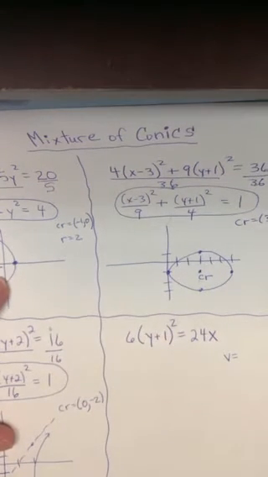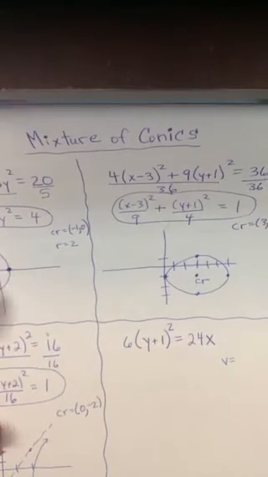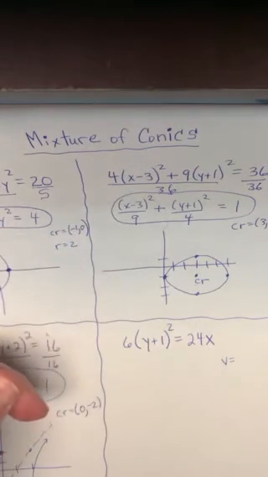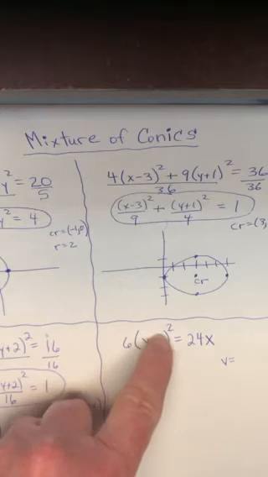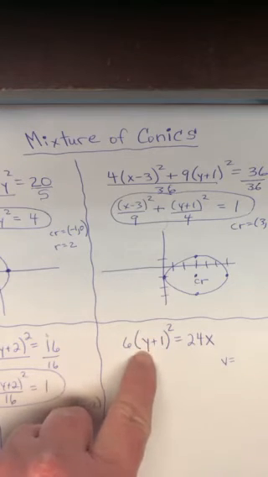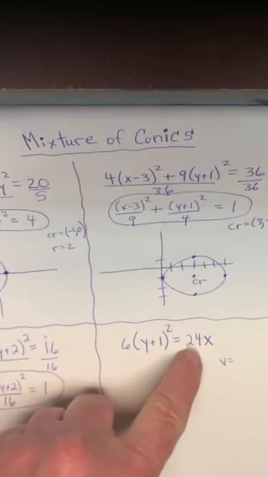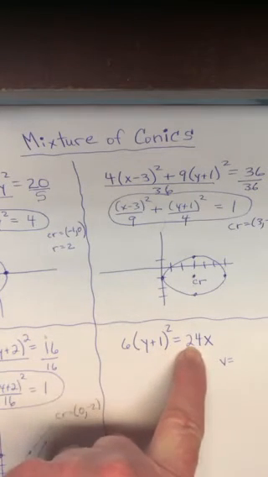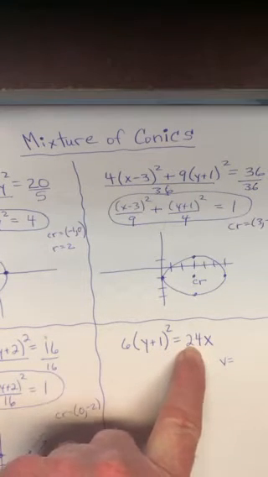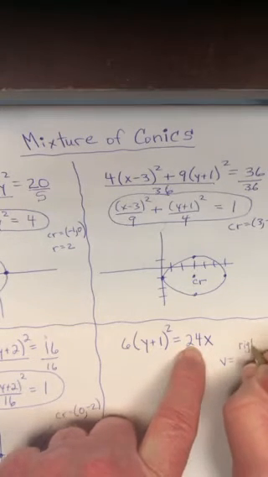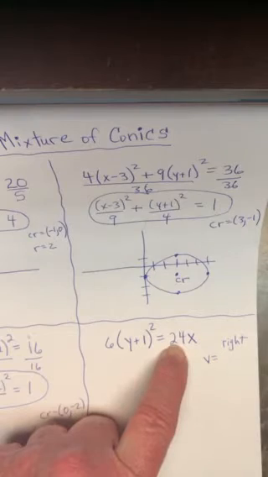Remember that? What was the rule? When the x was squared, it opened either up or down. If the y is squared, like this one, it opens either right or left. And because 24 is... but wait a minute. Yes, 24 is a positive number, so this is indeed going to open to the right.